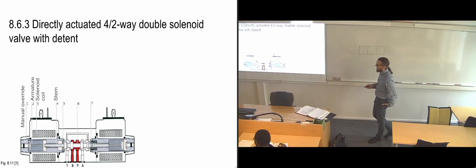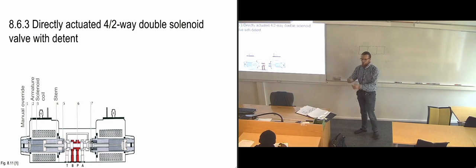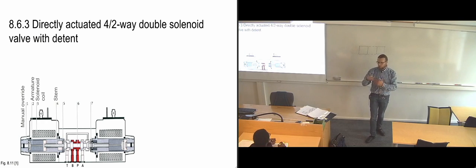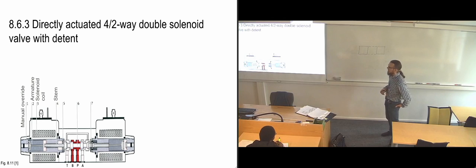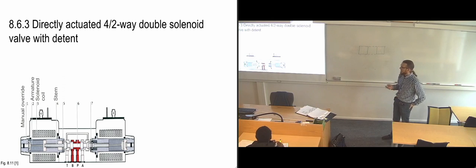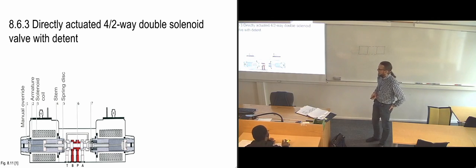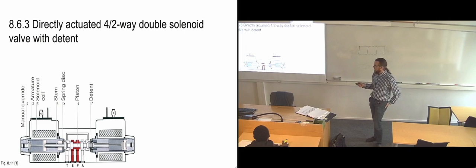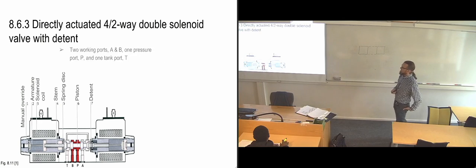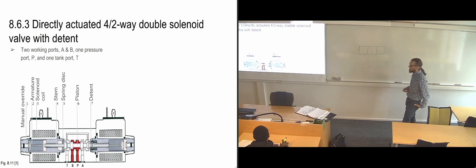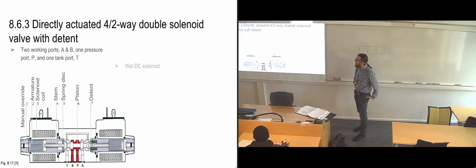You'll see in all the similar figures beforehand and also afterwards, it says stem always on that location. It's never armature there, so it has to be an error. Then we have a spring disc. We have the piston in the middle. And then over here we have the detent. And then we of course have a solenoid over on this side also, which is the same as on that side. We have A and B ports, pressure port, and tank ports.